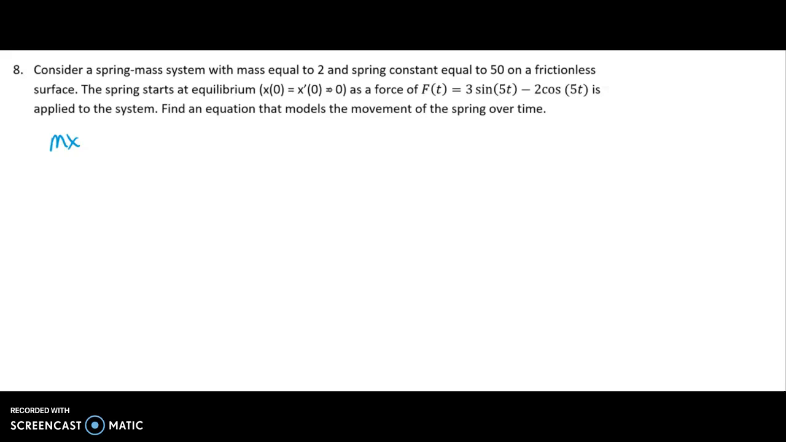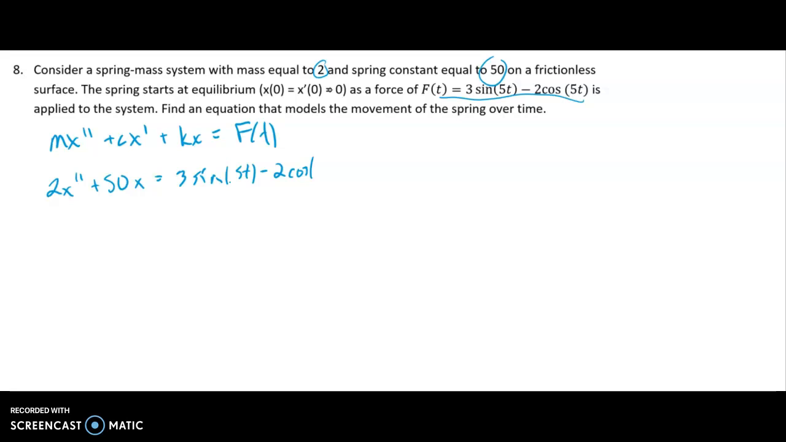You should know that mx double prime plus cx prime plus kx is equal to f of t. In this case, we've got m equal to 2. This right here is the k value, and the c value, which is a damper, is not something that we have to worry about here. So I get 2x double prime plus 50x is equal to, and this is where the f of t, the force that's being applied to the system, comes into play. So that gives me 3 sine of 5t minus 2 cosine of 5t.